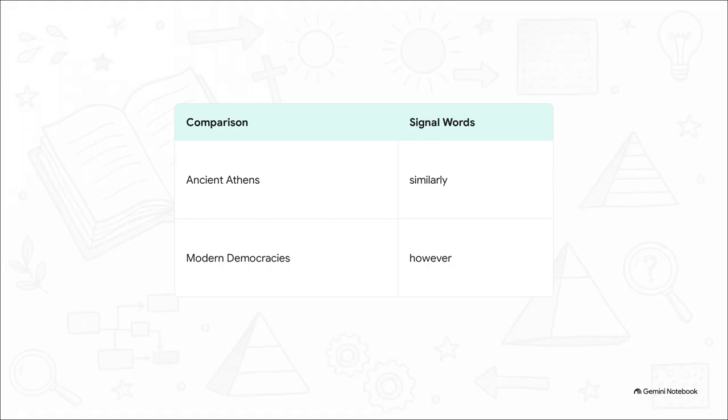For instance, a history textbook might use this exact structure to compare democracy in ancient Athens on one side with modern democracies on the other. And just like we saw with cause and effect, authors use very specific signal words to guide you through it. When you're reading and you hit words like similarly, however, and in contrast, the author's basically flashing a giant neon sign that says, hey, pay attention, I am comparing and contrasting right now.